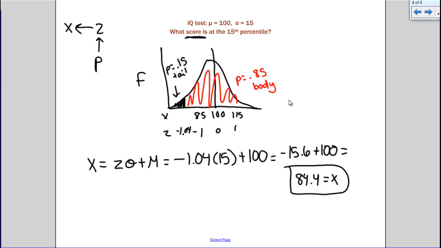So I know that I explained things pretty thoroughly in this video and kind of showed you multiple ways to do things, but it's really important for you to understand how to use the unit normal table and to make it work for you. Use it in the way that makes the most sense to you.